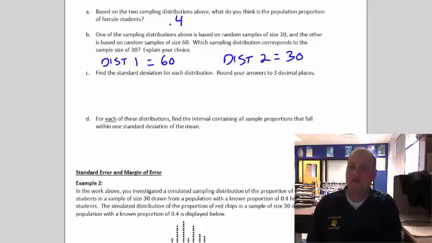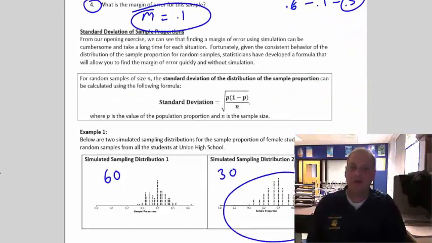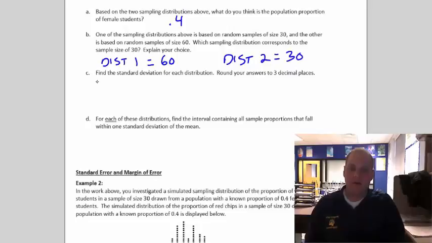Now we have a formula. We're going to use our formula to do that. So here's our formula right here. Square root of p times 1 minus p divided by n. All right, so for distribution 1, our standard deviation is going to be the square root of p, we said 0.4, times 1 minus p, 1 minus 0.4, divided by n. We said distribution 1 had a sample size of 60, so divide by 60.